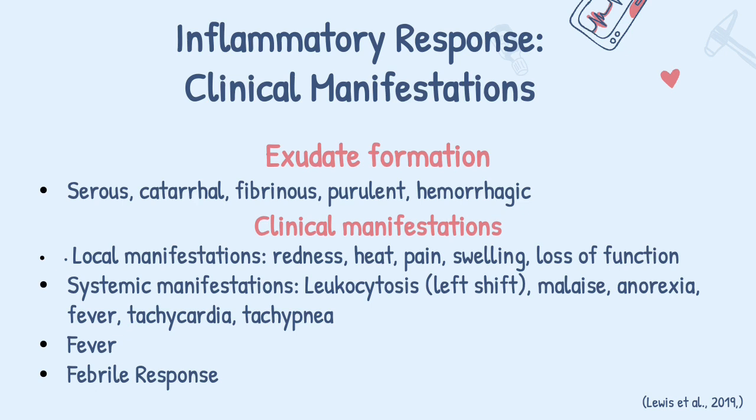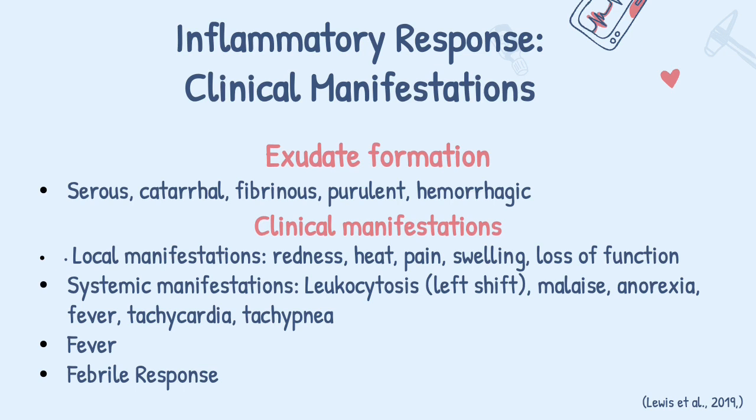Catarrhal exudate occurs when the cell produces mucus. Mucus production is accelerated by the inflammatory process, and a common example would be rhinitis, or a runny nose, which for example occurs in an upper respiratory infection. Fibrinous exudate occurs with increasing vascular permeability, and fibrinogen then leaks into the vascular spaces, and this occurs with adhesions.